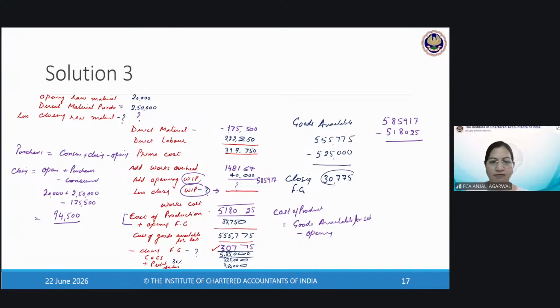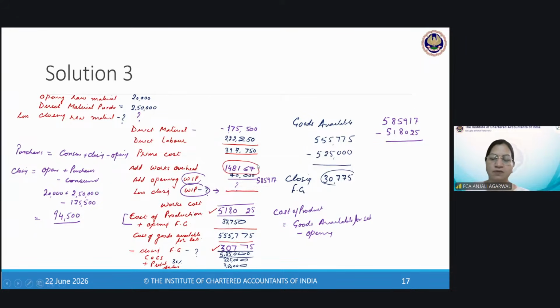And then you have the cost of production during the year. Cost of production comprises of prime cost, which is given, plus works overhead, and opening stock of WIP and closing stock of WIP adjusted. So every information you have now, 518025 is what is your production. 175, 222, 397. What is remaining is works overhead.